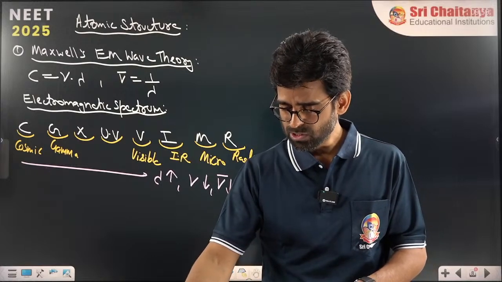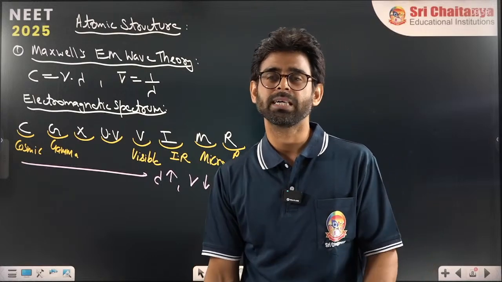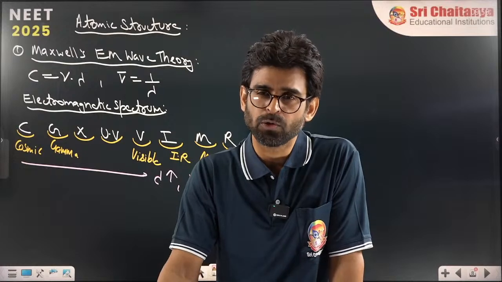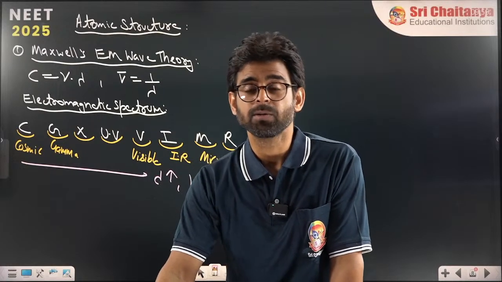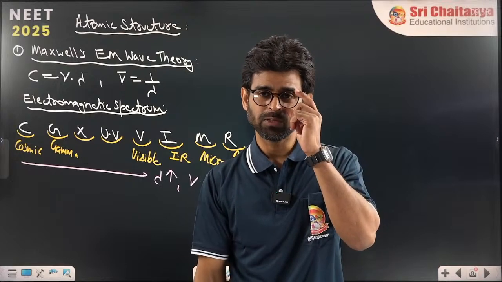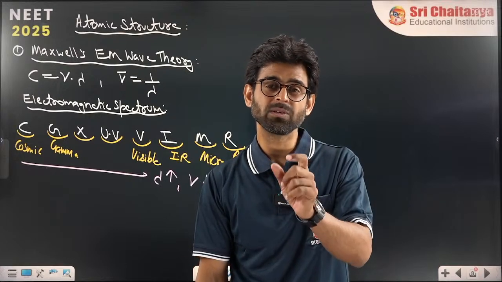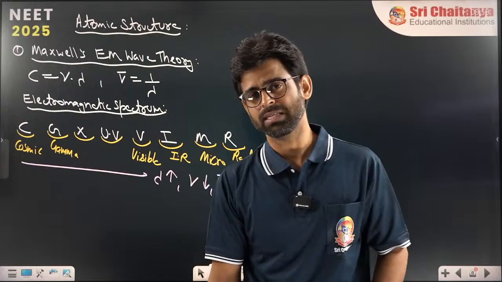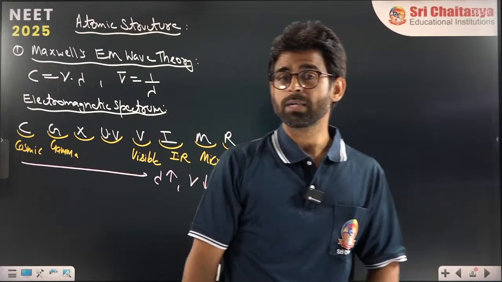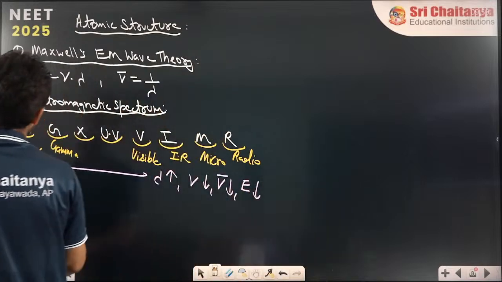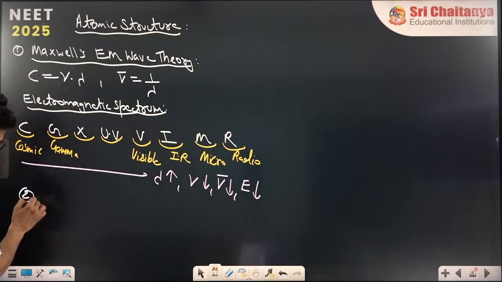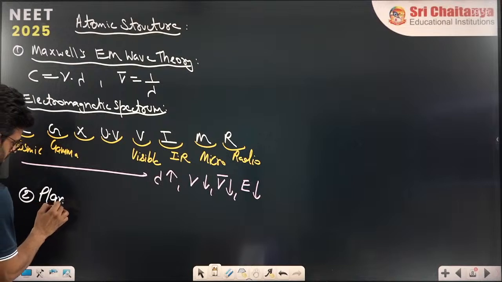Now, it was not able to explain many phenomena like the photoelectric effect and black body radiations, right? Because these phenomena depend on the particle nature of radiation. Then who came? Next one was Planck's quantum theory, which is very much important.